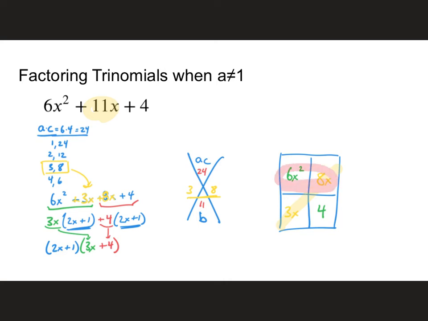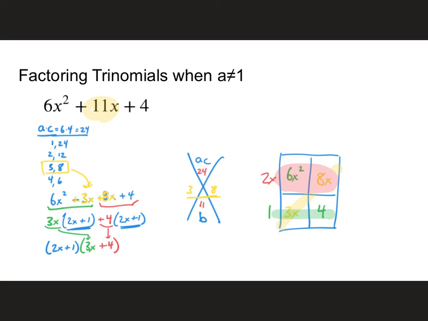Okay, now I look for the GCF. I look for the biggest number that I can divide into both of these terms. Okay, what is that? What can I divide into 6x and 8x? Well, the biggest thing I can divide into both of those is 2x. I'll do the same thing down here with my 3 and my 4. What's the biggest thing that can divide into 3 and 4?